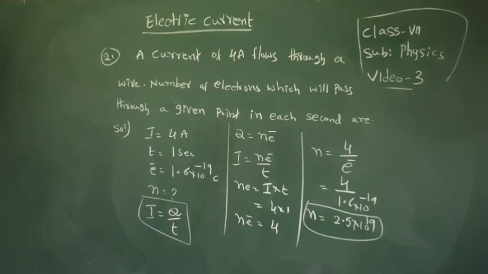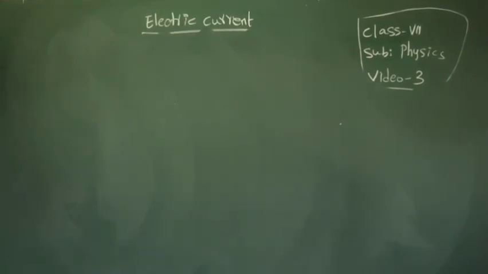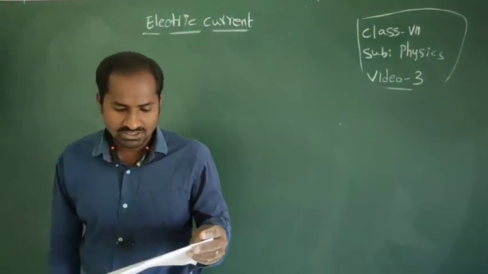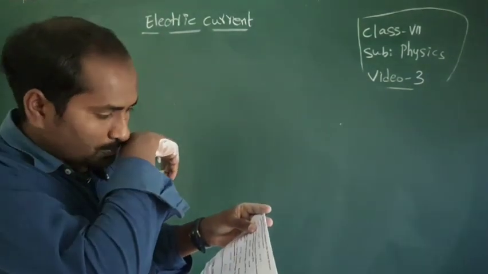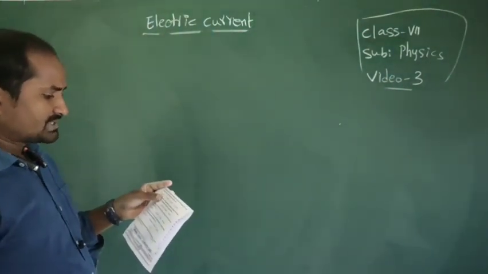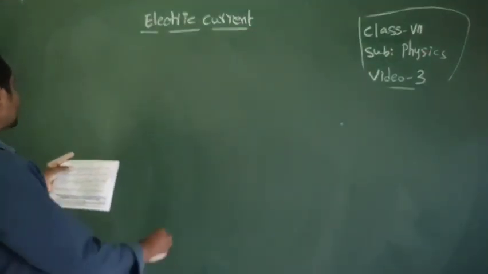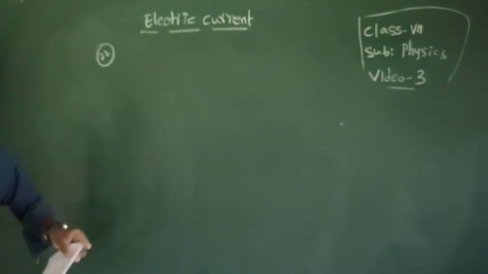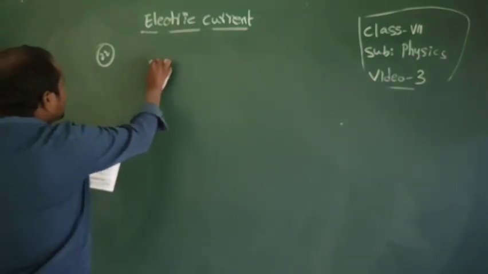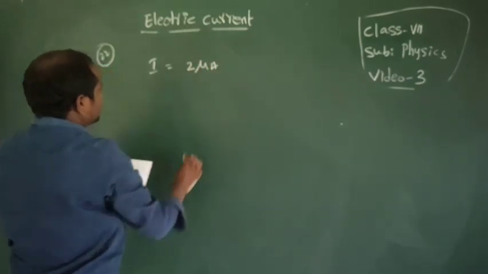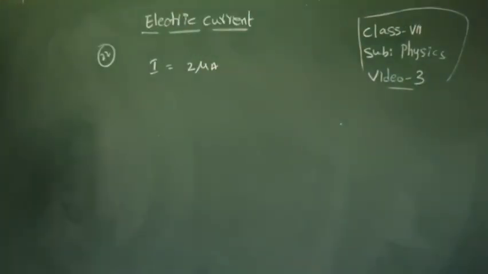Okay, next one. The electric current that exists in a discharge tube is 2.0 microampere. The charge transmitted across the cross sectional area of the tube in 5 minutes is question 22. Here I is given. Electric current equal to 2 microampere.